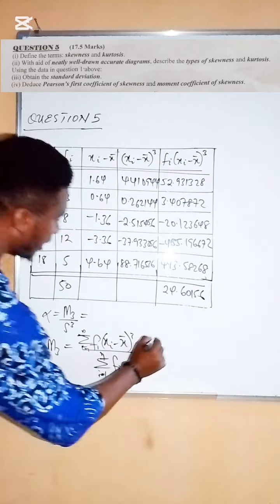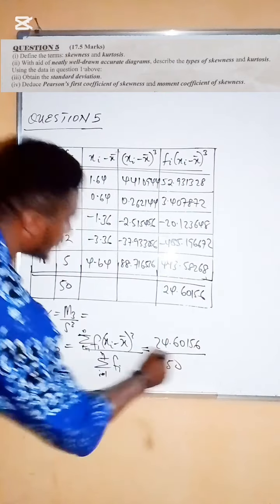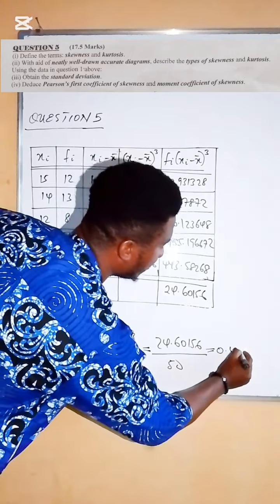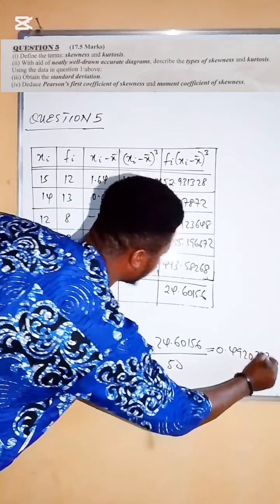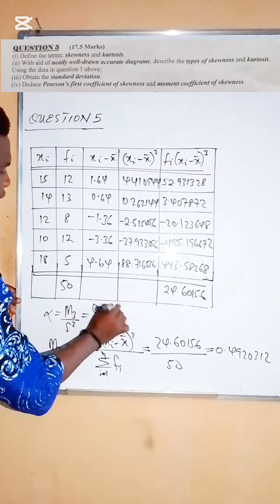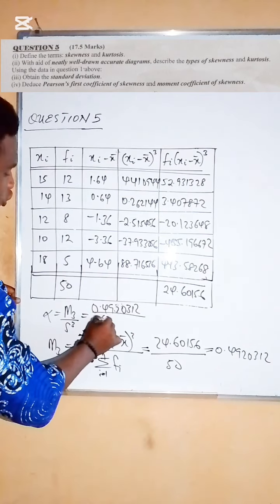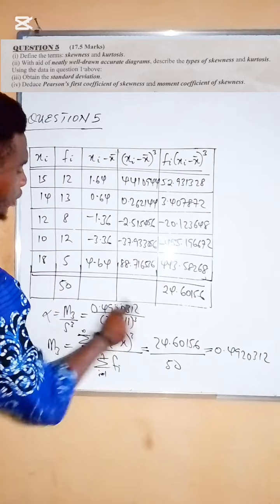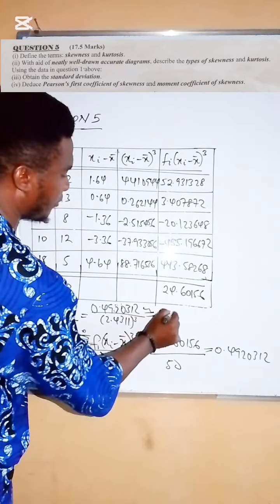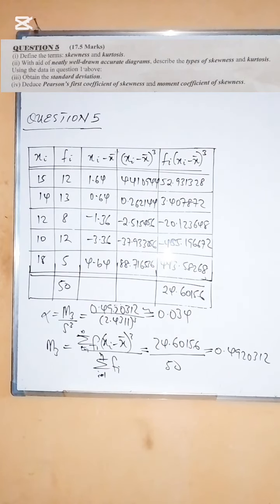Now, summing all these up will give you 24.60156. Now, quickly, you will see that 24.60156 divided by 50, which is summation fi, will give us 0.49320312. Now, if you bring that value over here, 0.49320312 divided by s cubed, which is 2.4311 all cubed, what we got earlier of our standard deviation. When you divide this, you're going to have your result approximately at 0.034. And that concludes this problem.